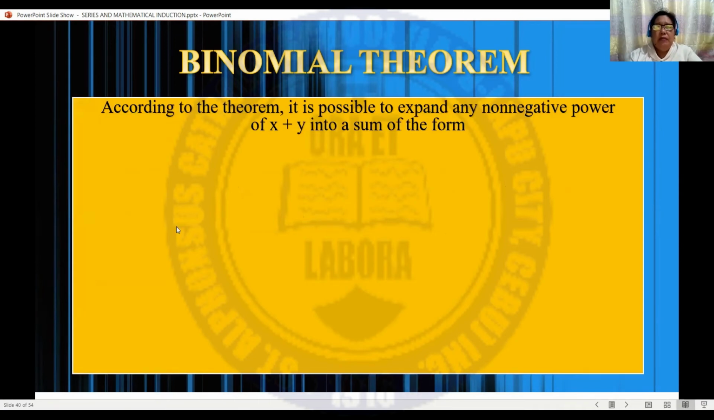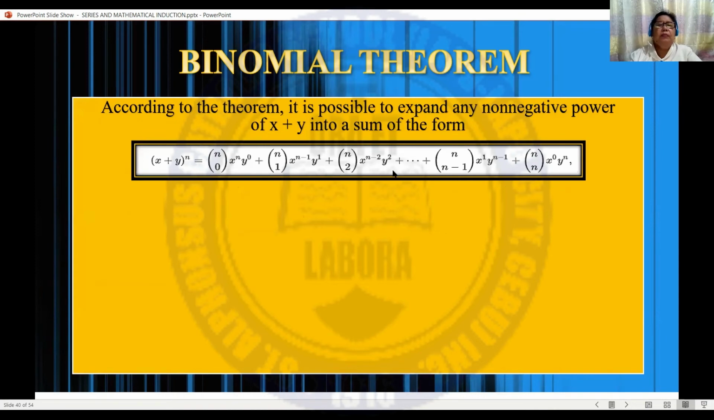According to the theorem, it is possible to expand any non-negative power of x plus y into a sum of the form: the quantity x plus y raised to n equals n choose 0 x raised to n y raised to 0 plus n choose 1 x raised to n minus 1 y raised to 1 plus n choose 2 x raised to n minus 2 y squared, and so on and so forth.